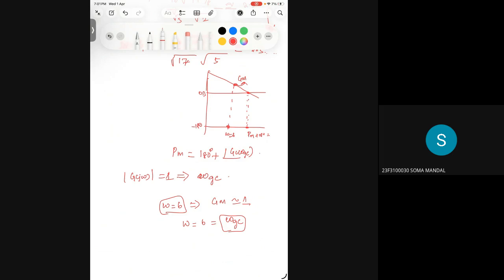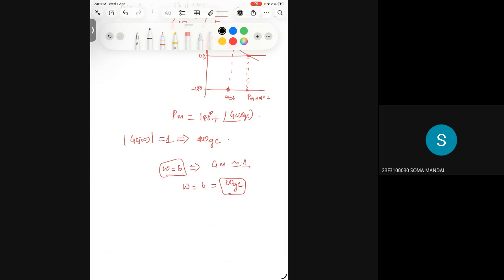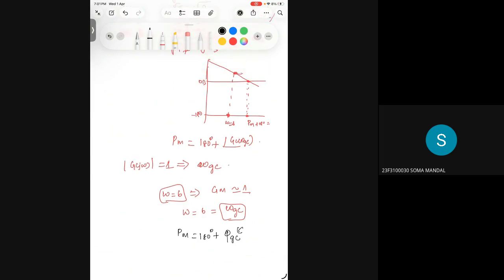Wait, I confused it. So this is your omega GC. Your PM is equal to 180 degrees plus the phase angle at GC, right? So first you have to plot the phase angle for each cutoff frequency. You have to find at omega equal to 6 what the phase angle is. Maybe around 60 or something it will come. Just find the tan inverse of 6.